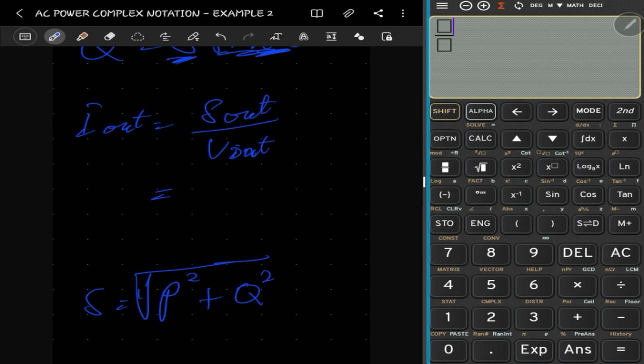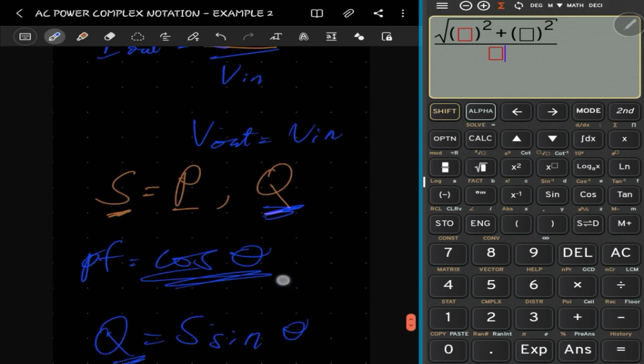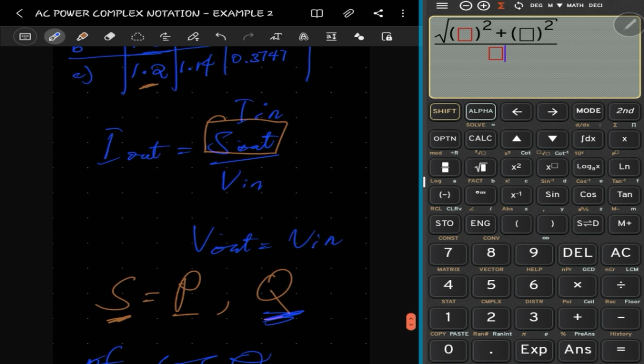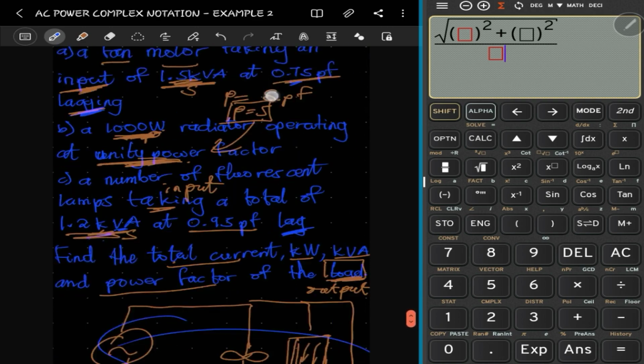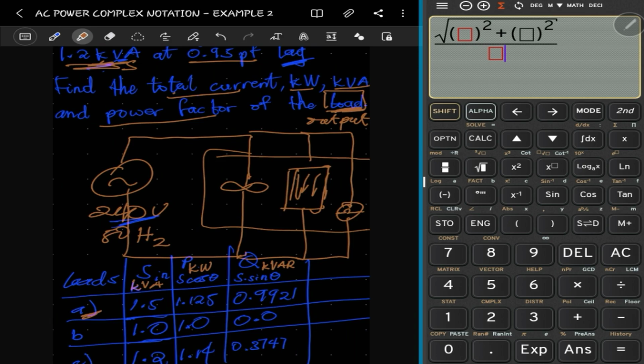So that will mean we have a square root here, and we have P squared, so we have something squared, and then something else squared. And then here is where we have the voltage out. So here we need P, meaning that if you are trying to find this for the whole load, we are considering all this to be in some kind of one box.